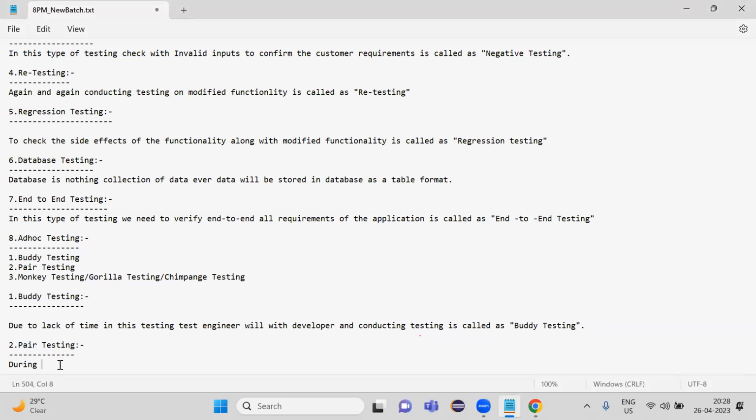Clear? Only 2 people will be there, sir. More than 2 people depends upon the scenario. Okay, maximum it will be 2 only. They won't give more than 2. Clear? Maximum 2. Okay, for some large applications we can perform with 3.